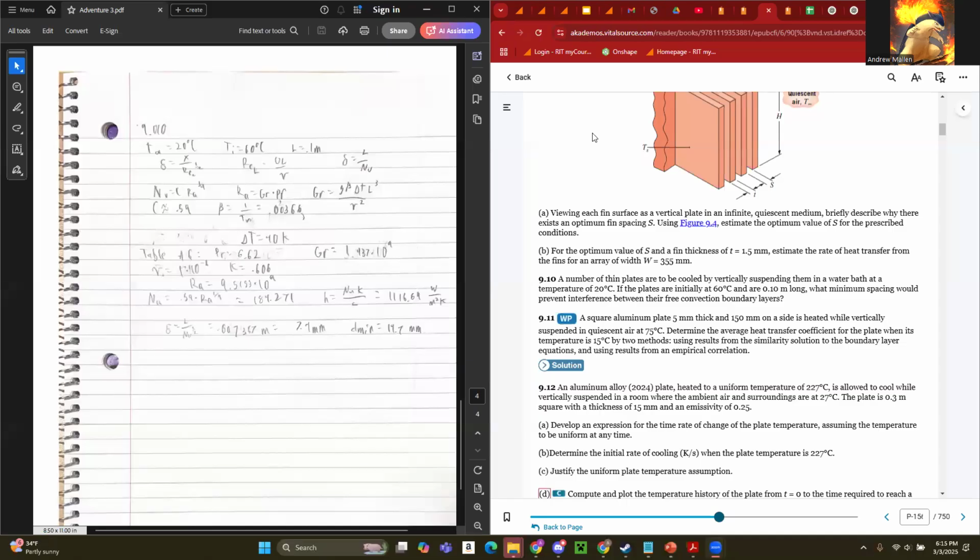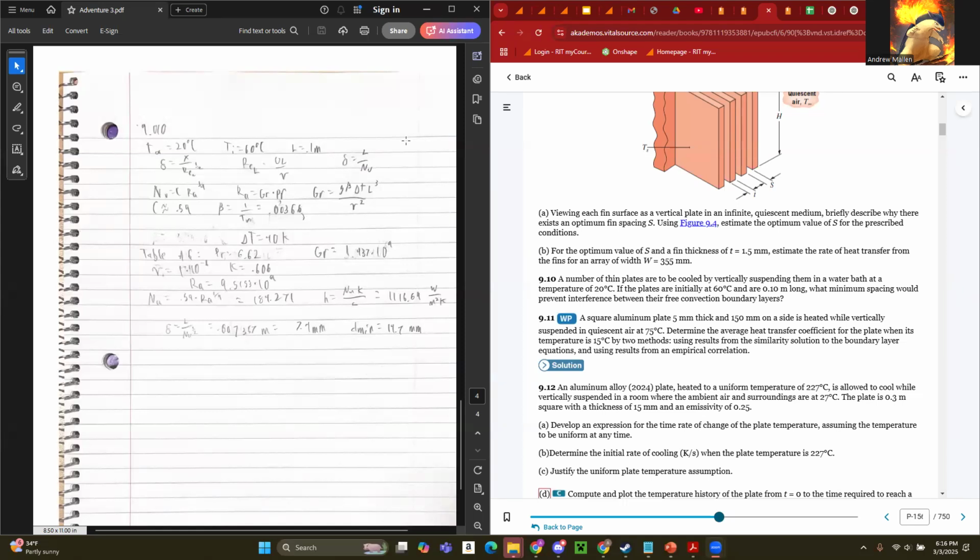Hello, everyone. In this video, I'm going to be going over my approach to problem 10 in chapter 9 of the Fundamentals of Mass and Heat Transfer textbook. This problem says that a number of thin plates are to be cooled by vertically suspending them in a water bath at a temperature of 20 degrees C. If the plates are initially at 60 C and are 0.1 meters long, what minimum spacing would prevent interference between their free convection boundary layers?